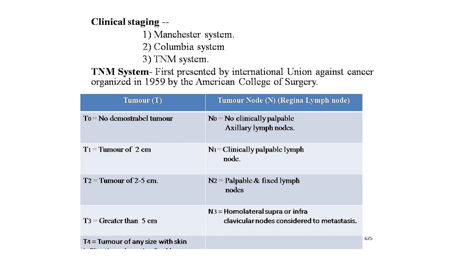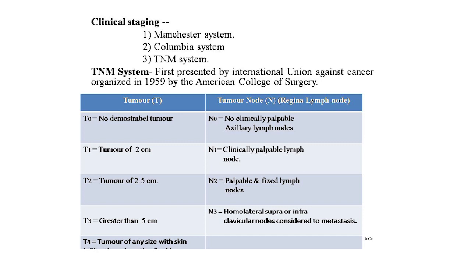Now, the TNM system was first presented by the International Union Against Cancer, organized in 1959 by the American College of Surgeons. It is based on clinical observation related to the tumors: T for tumor, N for regional lymph nodes, and M for distant metastasis. Tumor T0 is no demonstrable tumor. N0 is no clinically palpable axillary lymph nodes. T1 is a tumor of up to 2 cm, T2 tumors of 2 to 5 cm, T3 greater than 5 cm, and T4 is a tumor of any size with any of the following: skin infiltration, ulceration, and skin edema, that is peau d'orange, or pectoral muscle and chest wall attachment.